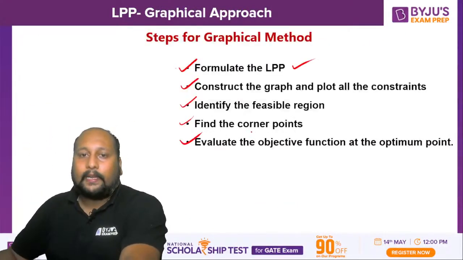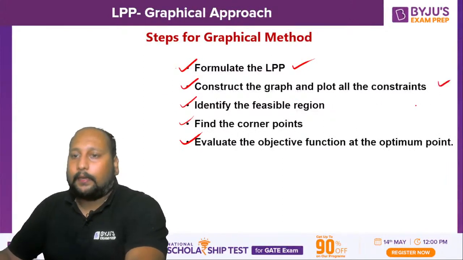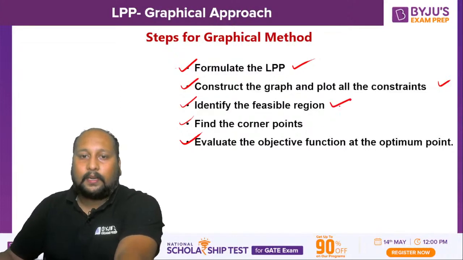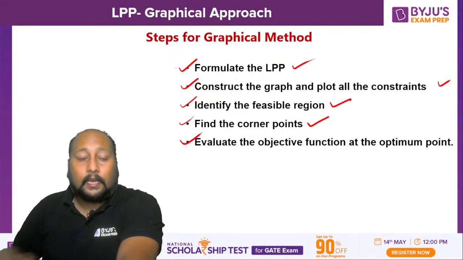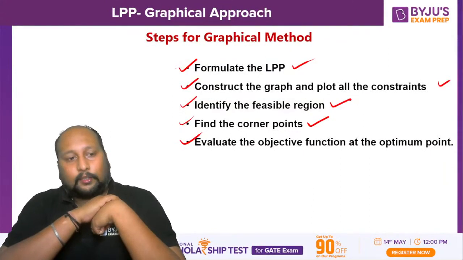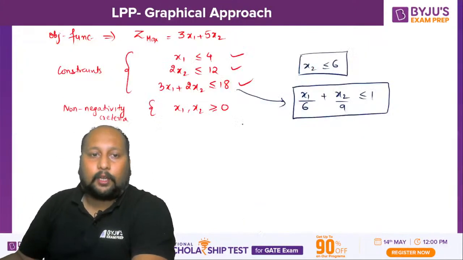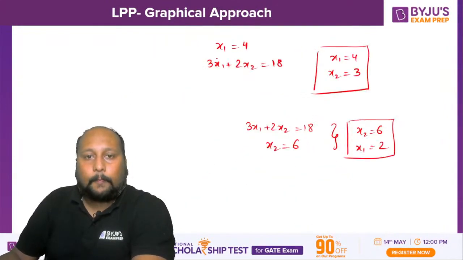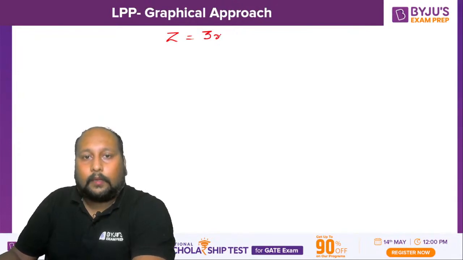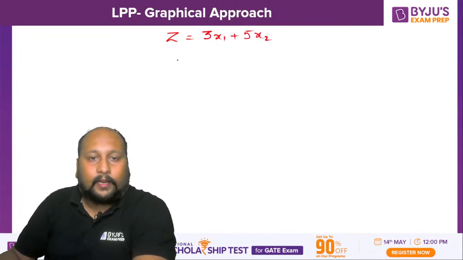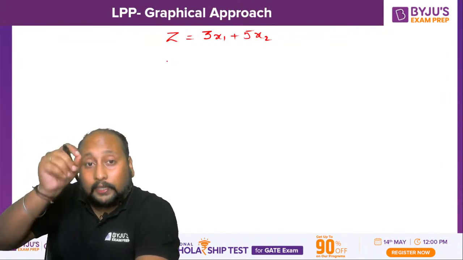Okay, so we have identified all the coordinates for the corner points. Point number 2 is completed. So we have identified the feasible region, we have identified the corner points. Now what we have to do is evaluate the objective function. What is the objective function over here? The objective function is Z is equal to 3x1 plus 5x2. So we try to calculate the objective function at the corner points.